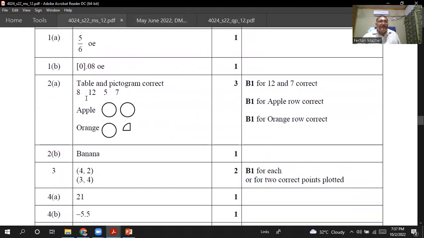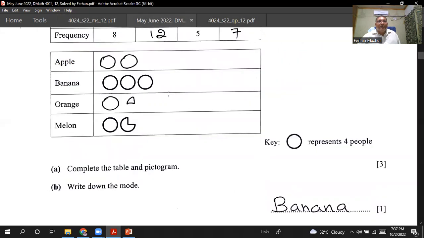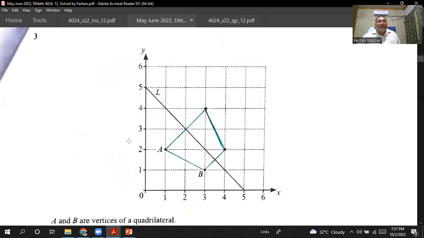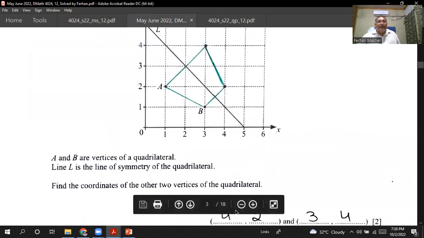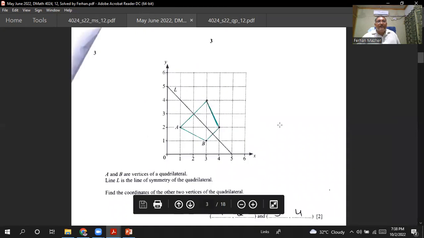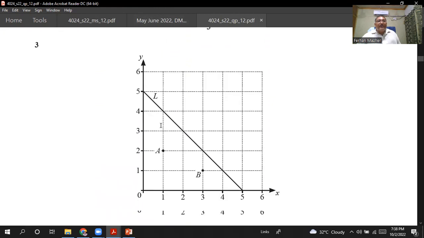Okay, so this is the marking scheme coming up on your screen. So here we go. So we are on question number 3 now. He says, so let me reduce the size so you can see the whole thing. Okay, so question number 3 coming up on your screen.